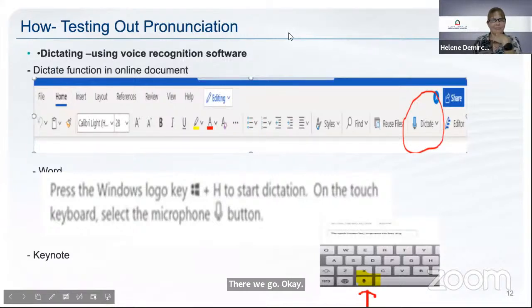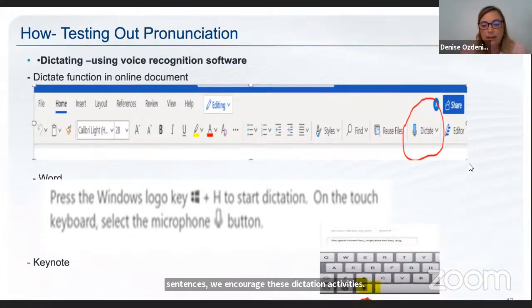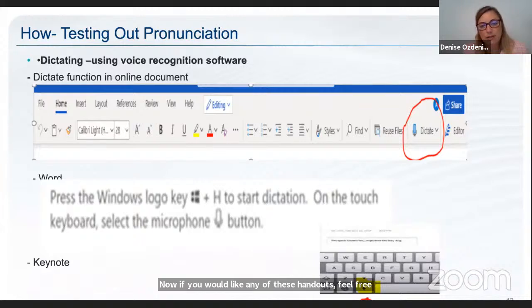And also to encourage students to evaluate their own pronunciation of individual words and sentences, we encourage these dictation activities. So dictating using voice recognition software. Now, luckily, whatever the device, whether you're online or offline, whether you're on Word or Keynote, you can actually work out a way of dictating. And because we were working online, we got students to take photographs of the book on their phones and then dictate into their computers. Now, if you would like any of these handouts, feel free to email us later on, and we will send you the instructions that we created here. Can we have next slide, please, Helen?